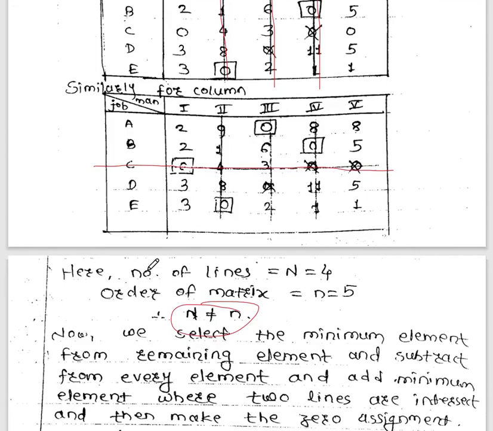So what is the next step? In the next step we will select the smallest element from the remaining elements. The smallest element from the remaining elements is 1, and that smallest element we will add where the line is double crossed. We will subtract where the line is not crossed, and the other elements remain as they are where the line is single crossed.